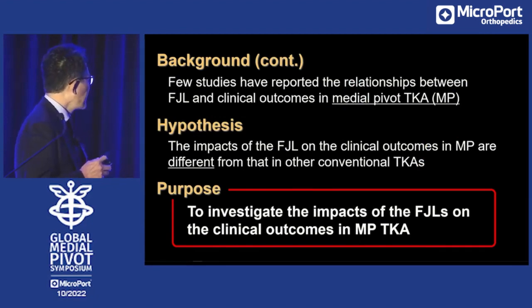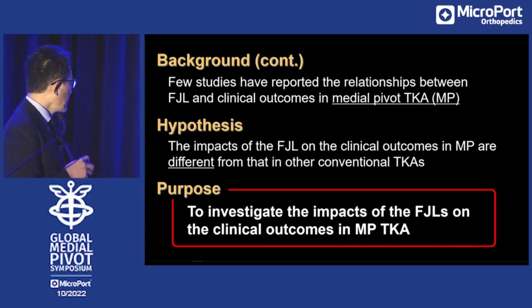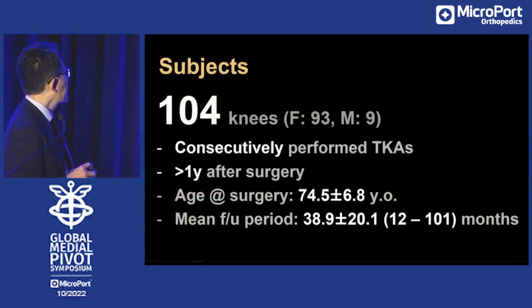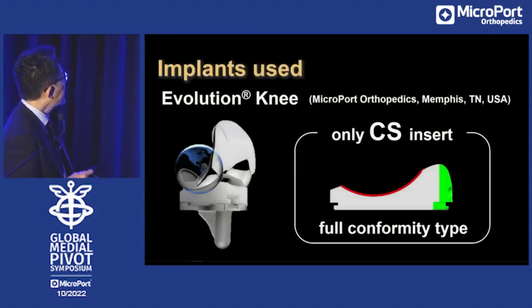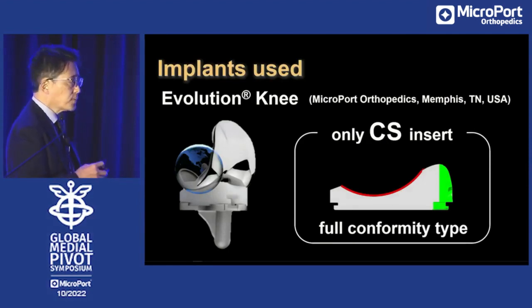So we hypothesized that the impact of the FJL on the clinical outcomes in Medial-Pivot is different from that in other conventional TKAs. So we examined this hypothesis in this study. Subjects were 140 knees that consecutively underwent TKA 1 or more years before this investigation. Age at surgery and the mean follow-up period are described in this slide. The Evolution Medial-Pivot system with a CS insert was used for all cases.